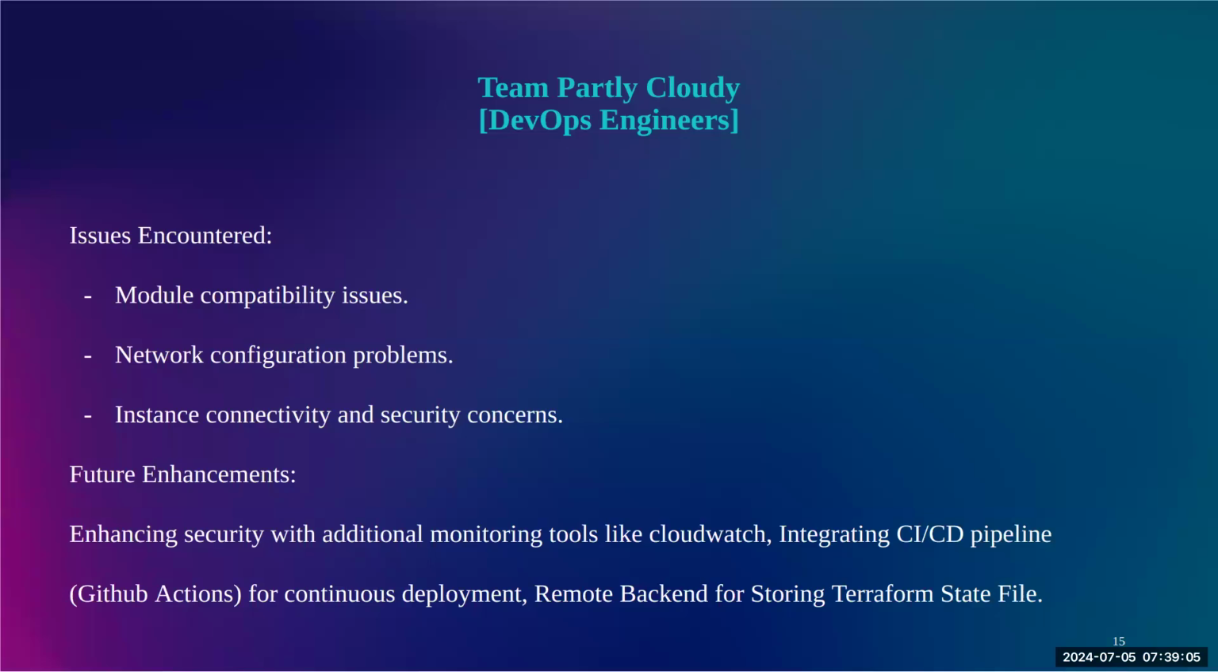Then future enhancements. I'm sure we've all noticed so far regarding DevOps, I'm only talking about IaC, which is infrastructure as code, but we do plan to use GitHub Actions as a CI/CD pipeline, and then also add to the configuration file CloudWatch for monitoring our virtual machines and all of that, and then a remote backend for storing Terraform state files.